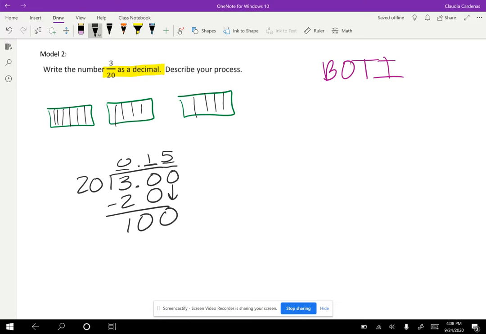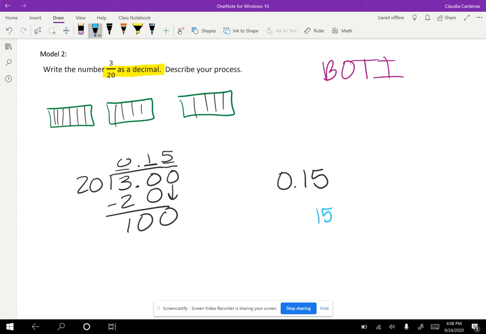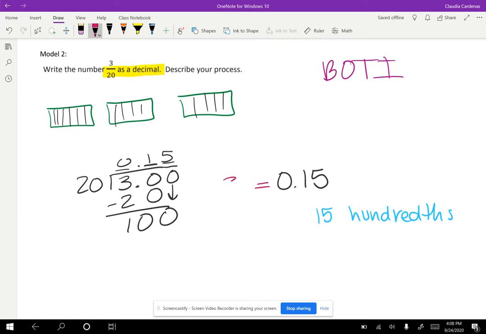So my decimal that I get is 0.15, or like we just discussed in the earlier problem, 15 hundredths, right? 15 hundredths. So I know that these two numbers are equivalent. We just converted it into a decimal form. All right, so let's go ahead and try one on our own.